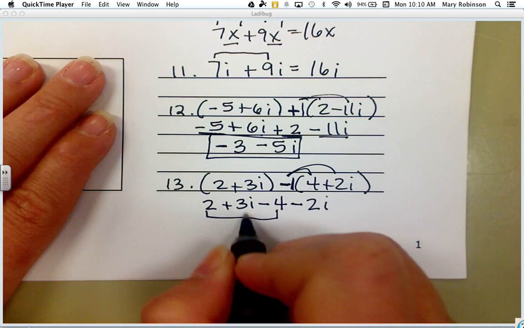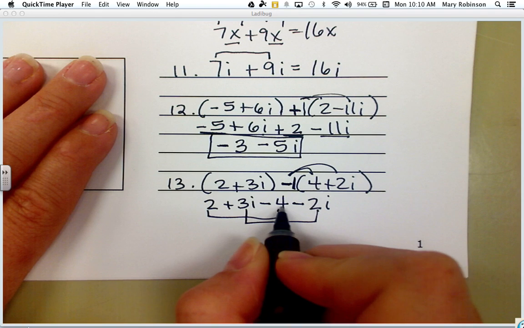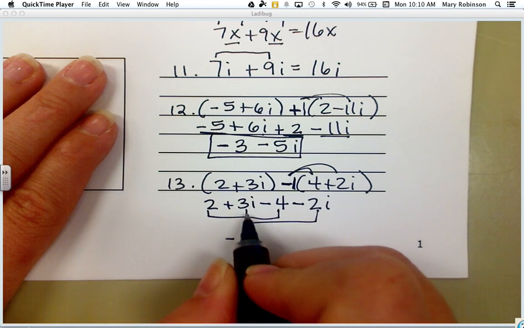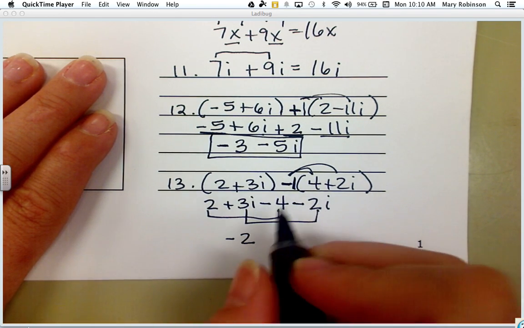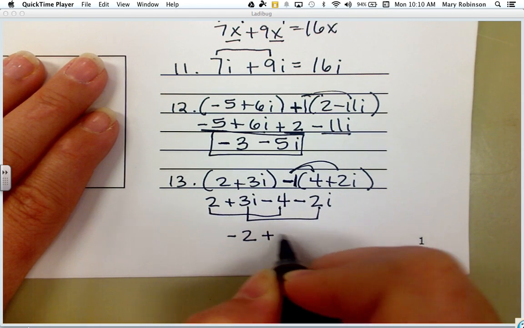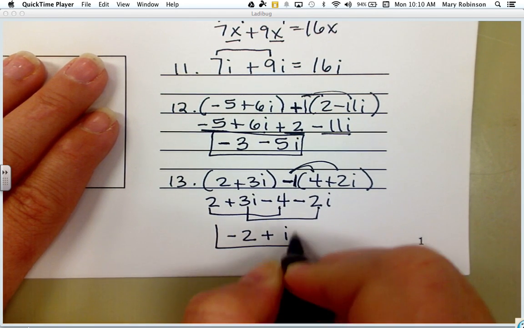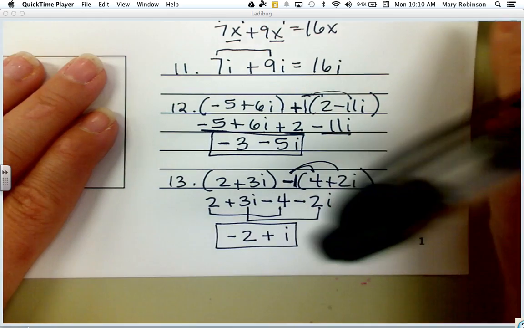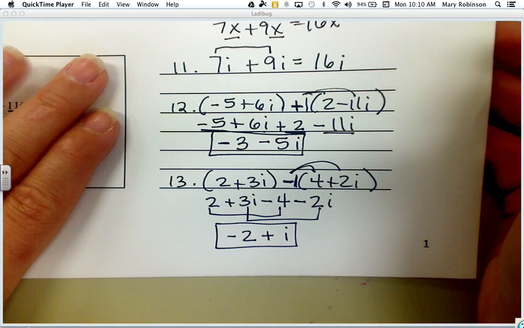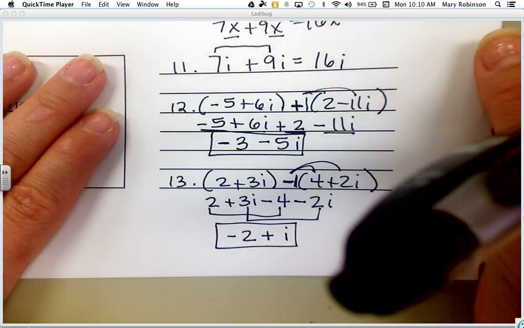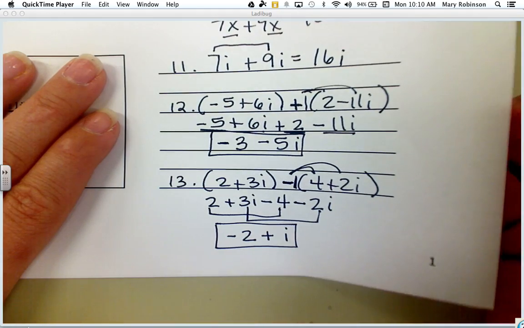Then combine like terms. 2 minus 4 is negative 2. And 3i minus 2i is positive 1i, so we'll put plus i. And we're through. And that's adding and subtracting complex numbers. Hit pause if you need to go back and review any of that.